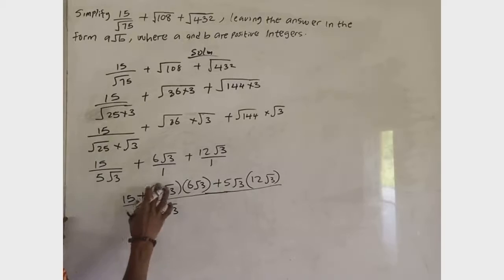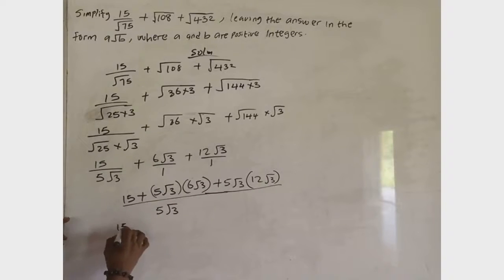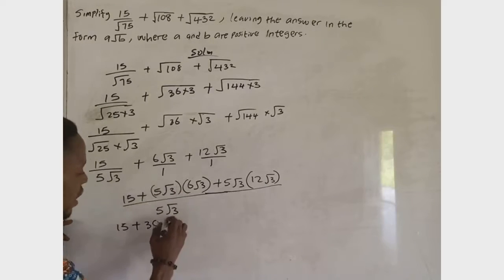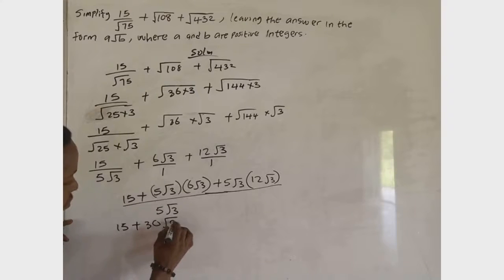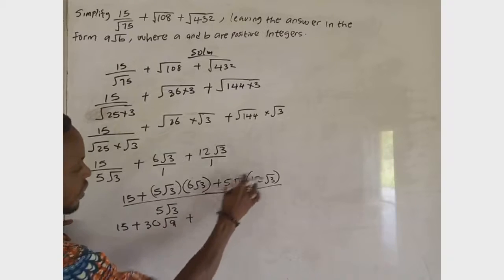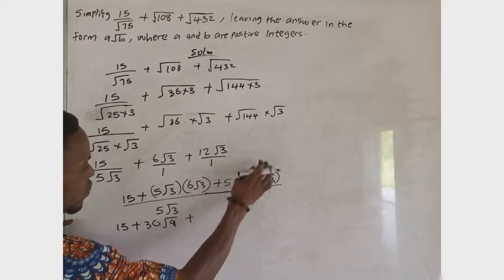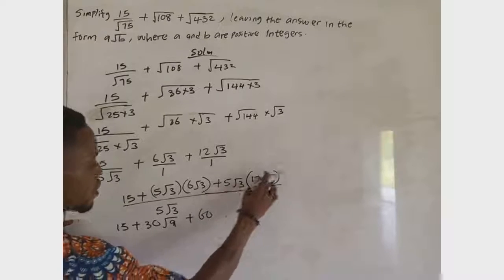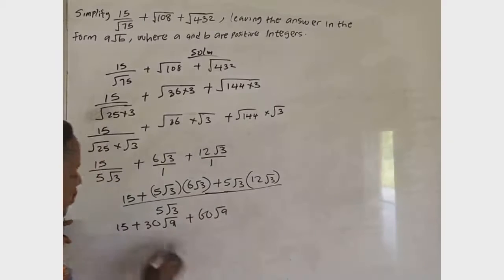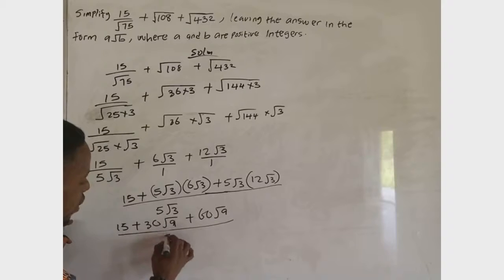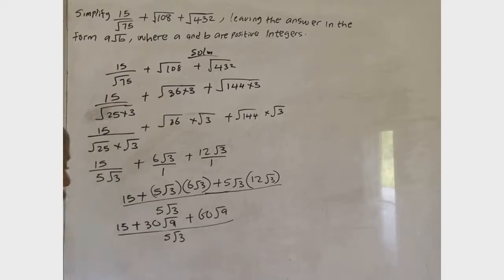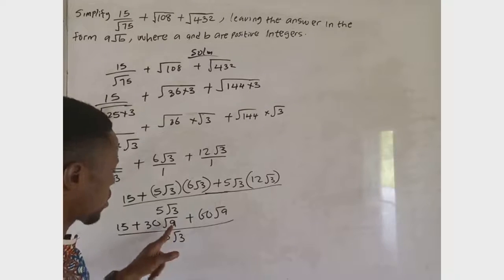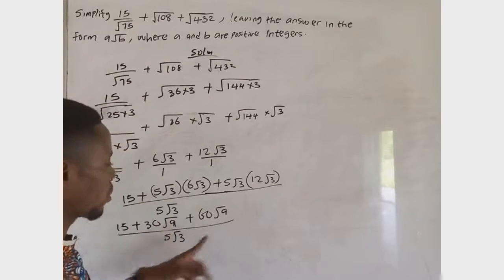So here we have 5 times 6, we have 30, plus 5 times 6, we have 30, root 3 times root 3, that gives us root 9, plus 5 times 12, we have 60, root 3 times root 3, that is root 9. So divided by 5 root 3. So in this place now, root 9 is giving us 3.